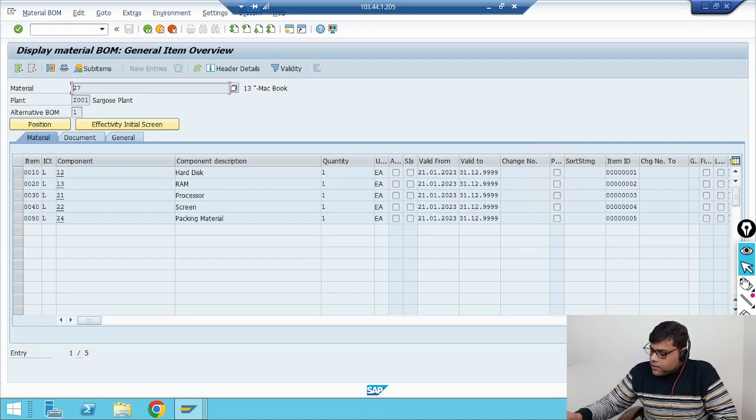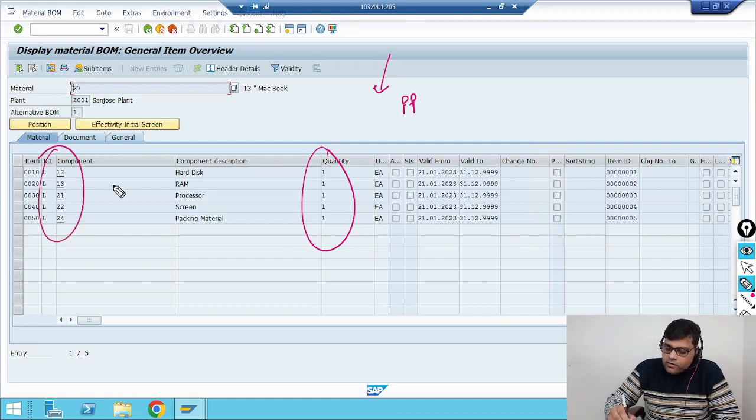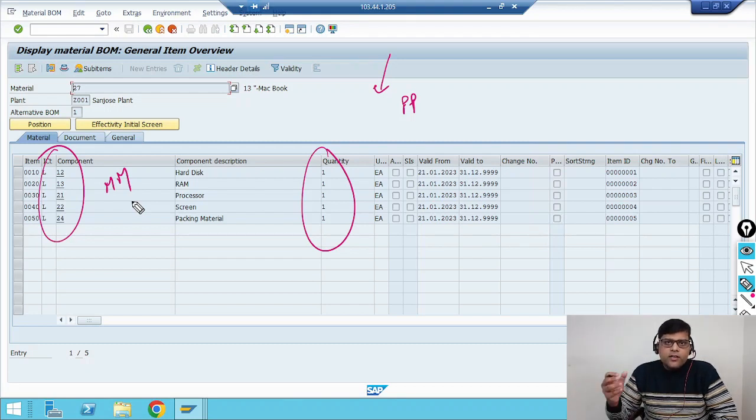And this is my plan data. Now this will come from your PP module. This data we have maintained in the PP module, and this master record will come from your module. Once it is integrated, then we are going to get the price.